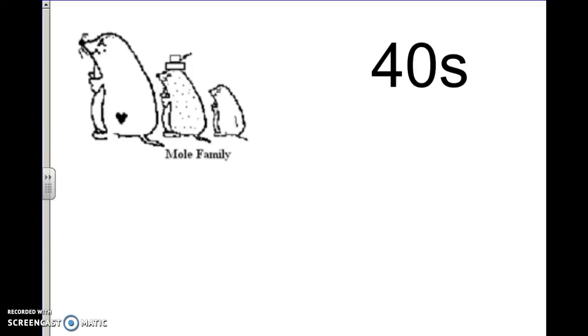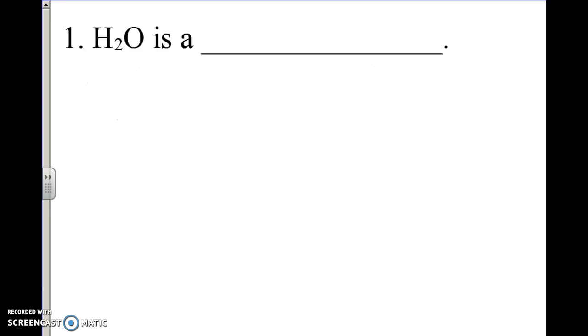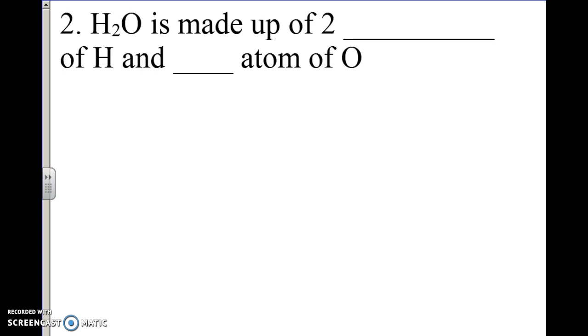Hello folks, today we're going to talk about the mole family. We're going to go through the top. Feel free to pause the video at any point that you need to do so. The first question: H2O is a molecule. Pause the video, see if you can figure out these next two, then I'll go over them.